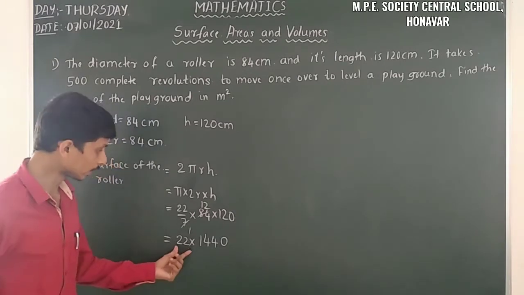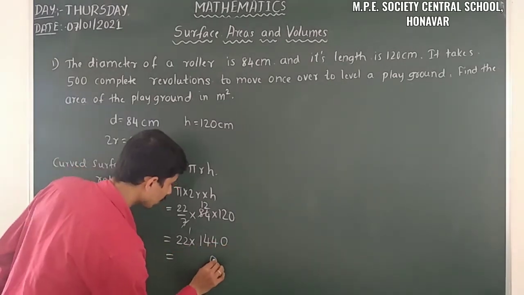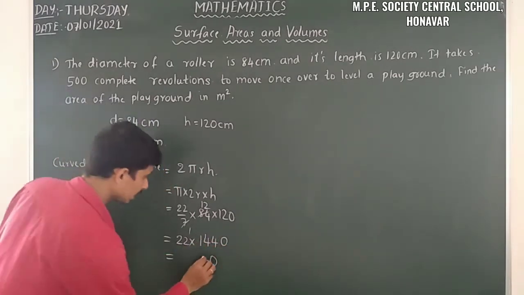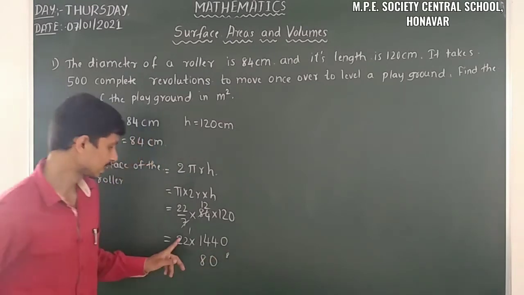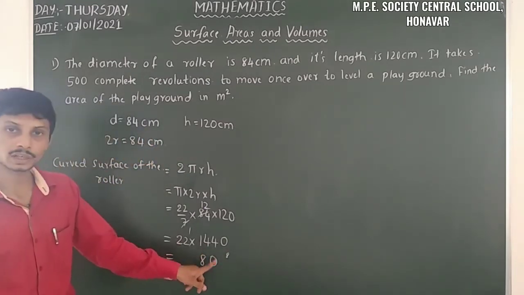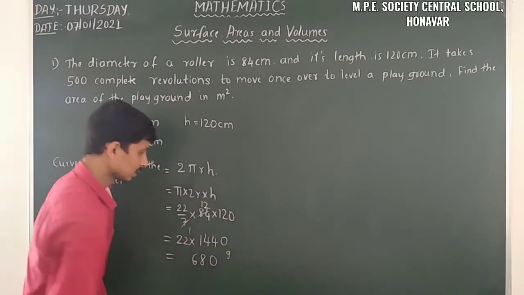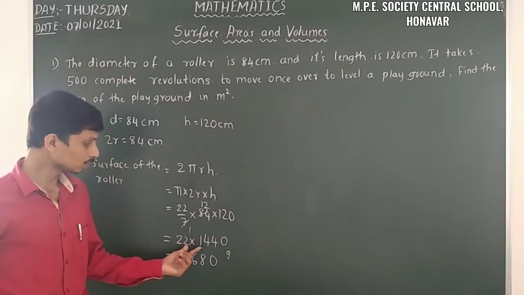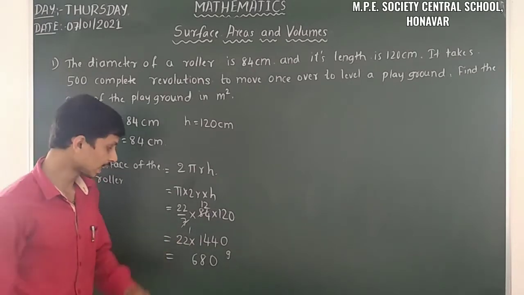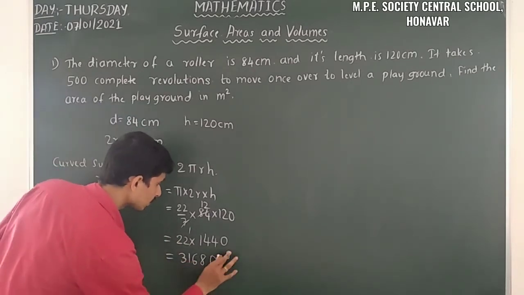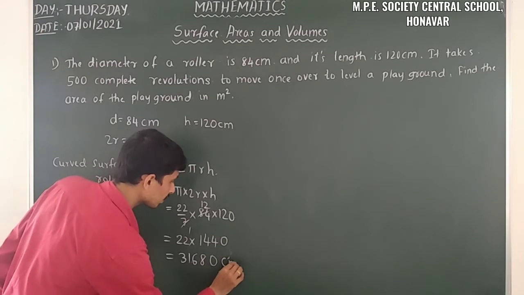Yes. So we can multiply like this. 22 into 0, 0, and 22 into 4, 88. So we remain with 8. And 22 into 4, 88, it is 96. So we remain with 9. That is 22 into 1, 22 plus 9, it is 31. So it is 31,680 centimeter square.